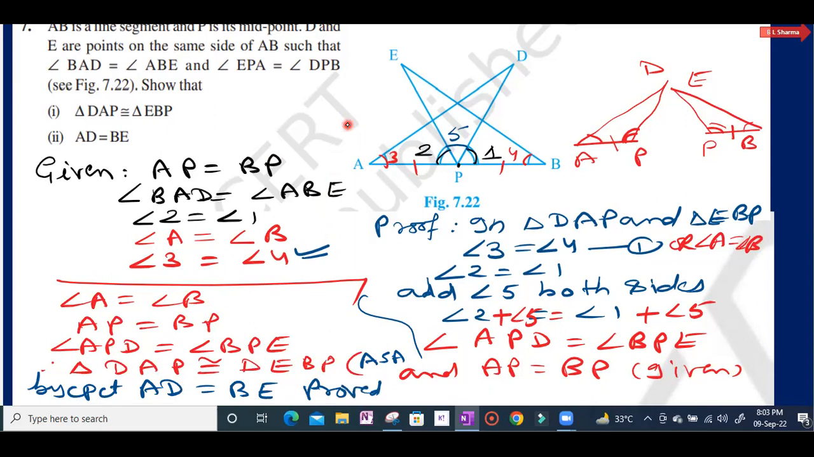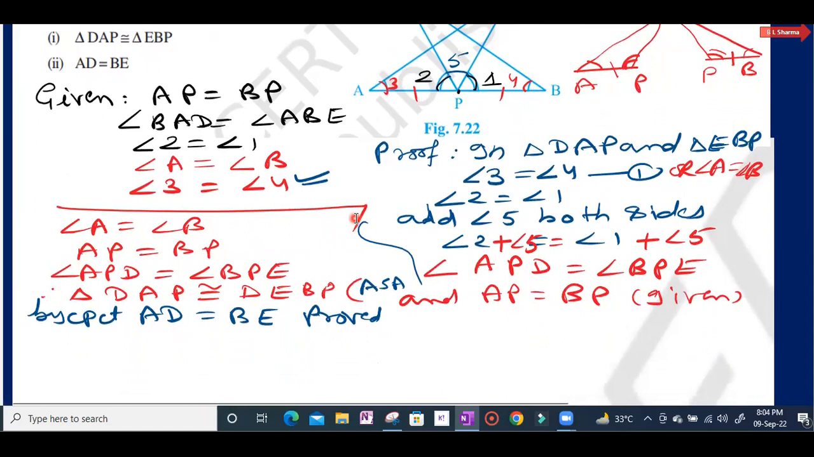Both parts are proved here. So, look, what did we have to do in this question? Nothing much. These two triangles have AP and BP equal, and angle A and angle B are also given. You only have to add angle 5 to angle 2 and angle 5 to angle 1, and that gives angle APD is equal to angle BPE. So thus we can prove that the two triangles are congruent by the rule ASA. And by CPCT, you can find out AD is equal to BE. So that's all for this question.